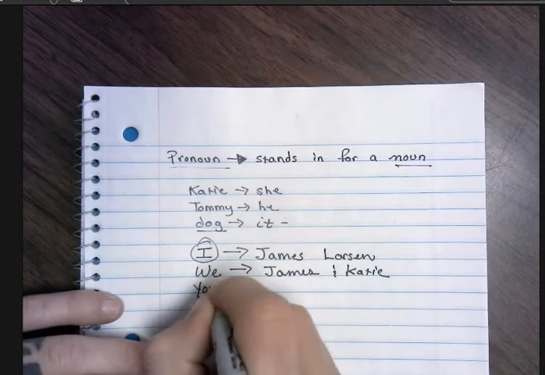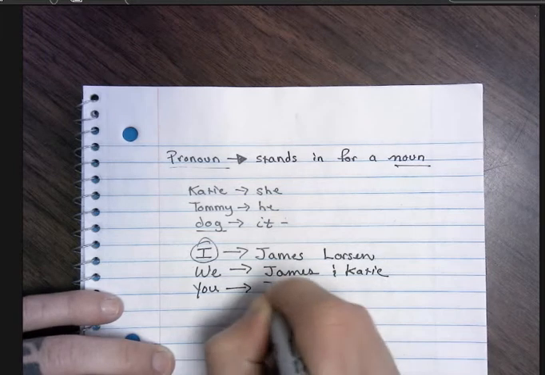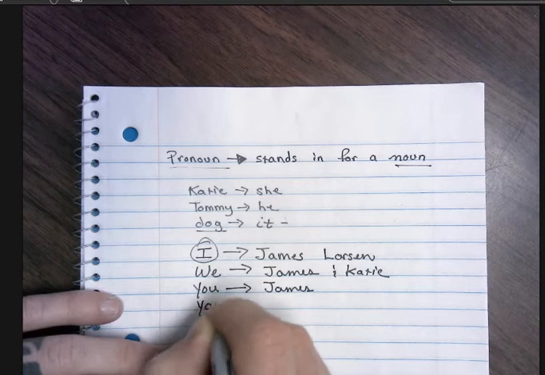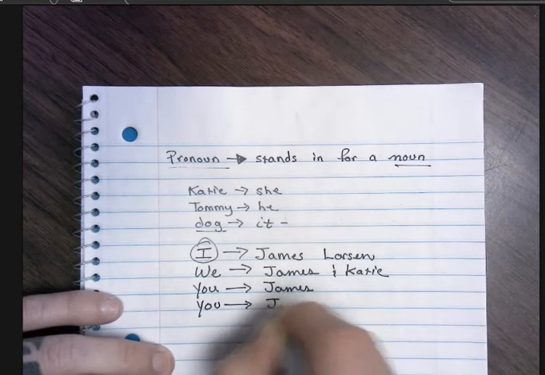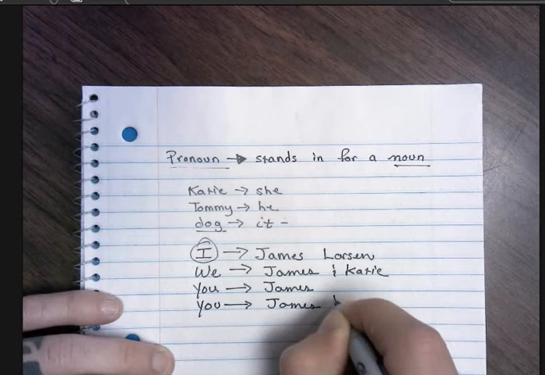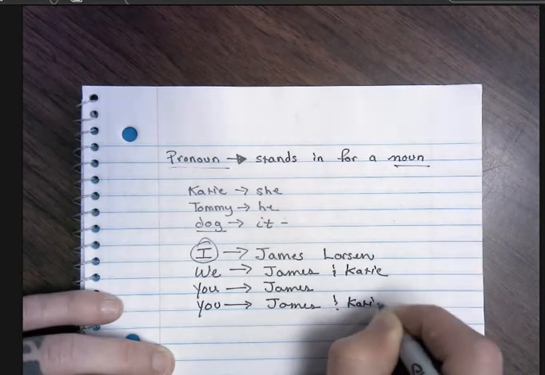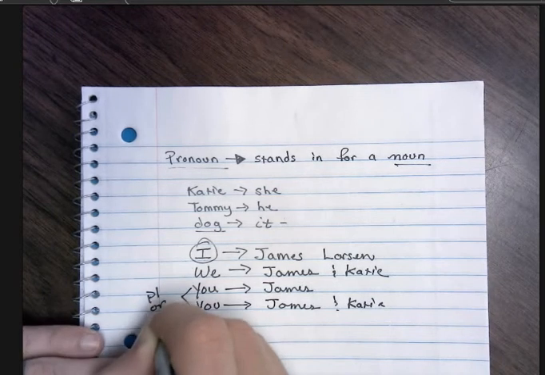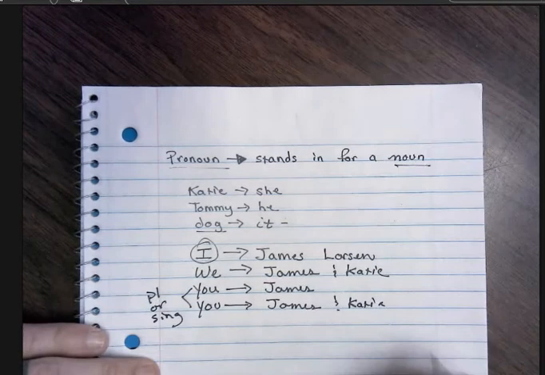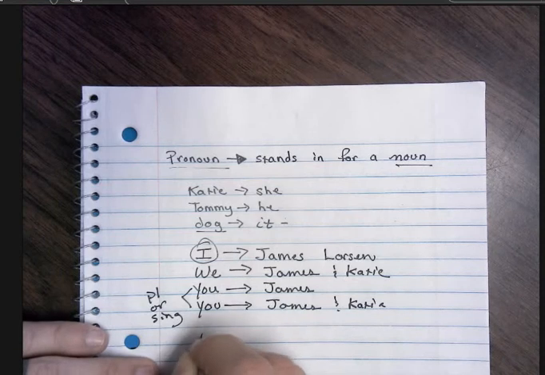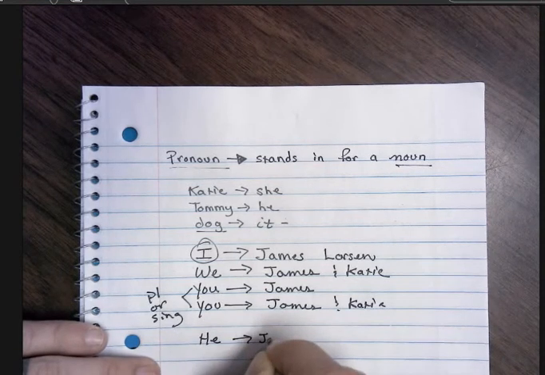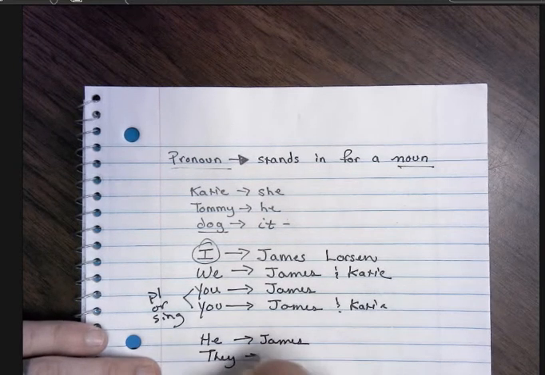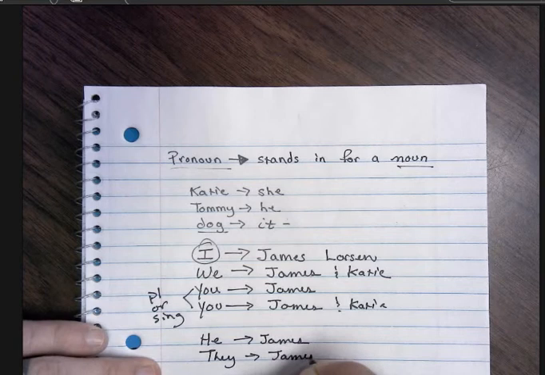You could be James, you know, someone else I'm talking to. Or you, funny enough, could also be plural, James and Katie. You is a tricky one, okay? So it can be plural or singular. Another singular, he, right? That could be a James. Or a they. Again, that could be a James and Katie.